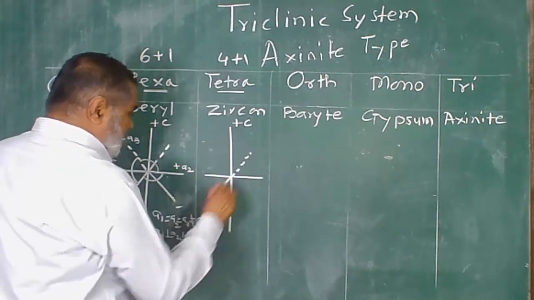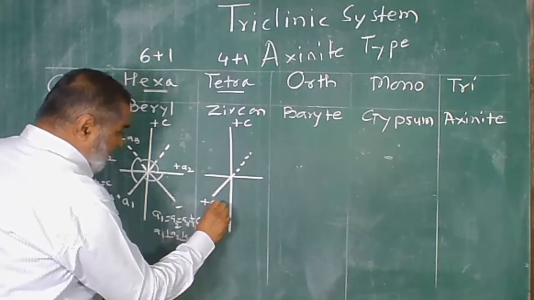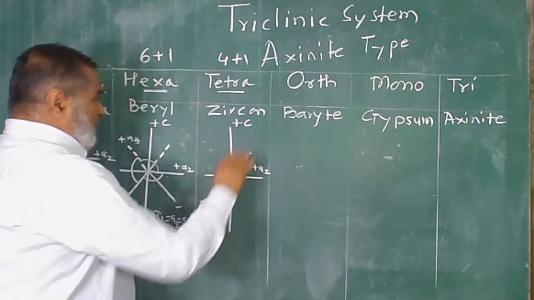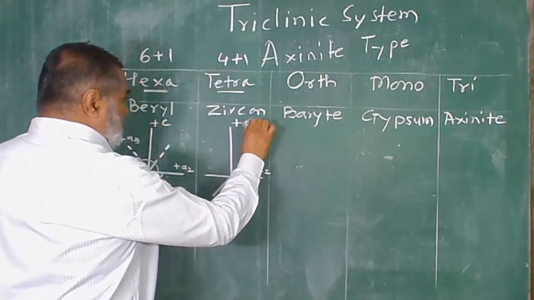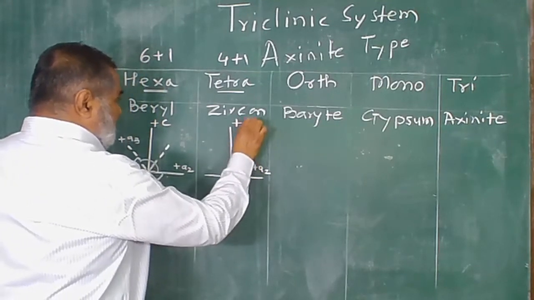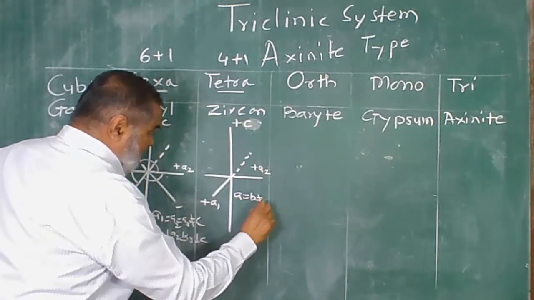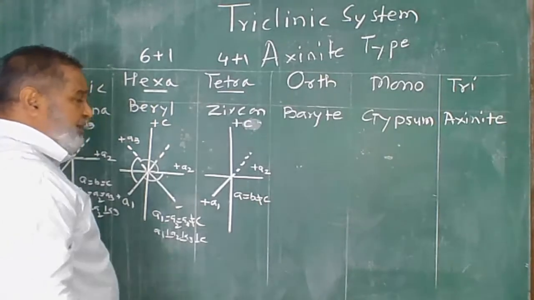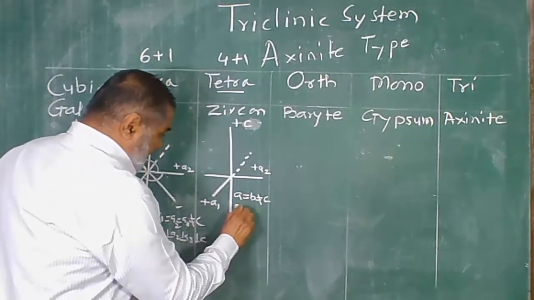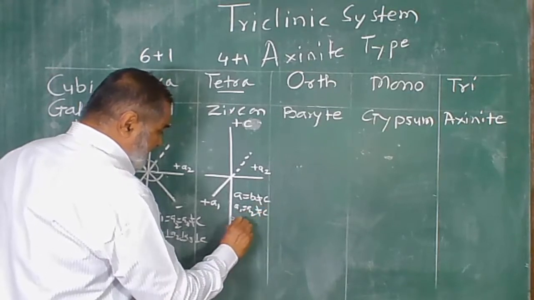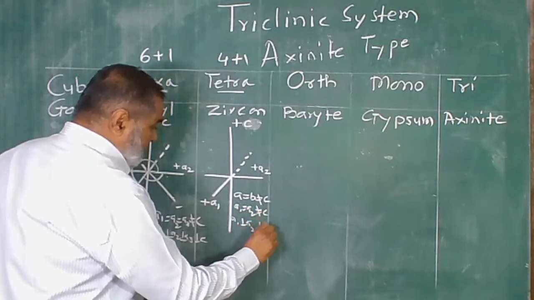Now in this case, A and B are equal, so A will be denoted as A1 and B will be denoted as A2, and C will be denoted as... sorry, it will be C because it is the longest one. So A is equal to B, B is not equal to C, meaning A and B are not equal to C, and A1 is equal to A2 is not equal to C, A1 perpendicular to A2, A2 perpendicular to C.